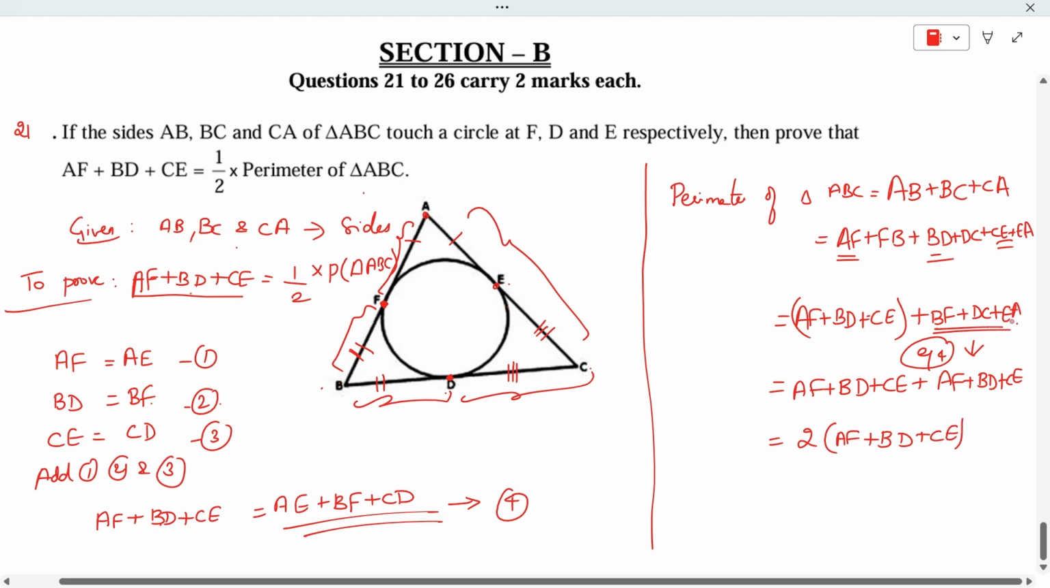Why am I replacing BF plus DC plus CA? Because my LHS has to be AF plus BD plus CE. That shouldn't be altered. That should be fixed. So it is 2 times. So perimeter of triangle ABC equal to 2 times of AF plus BD plus CE, which implies if I bring this 2 to the other side, half of perimeter of triangle ABC is equal to AF plus BD plus CE. This is what I have to prove. Hence, proved.